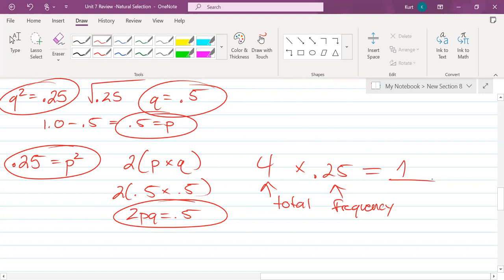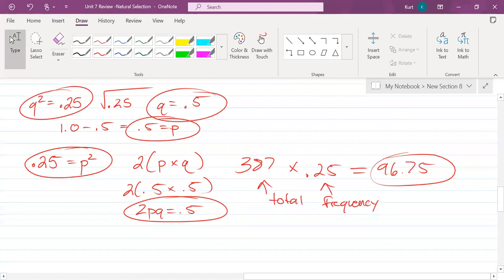If we had, guys, 387, I don't know, just making up a number. We had 387 humans in this room. 25% of them were homozygous recessive for eyes. I want to know how many is that. Just do the total times the frequency. 387 times 0.25, we would say 96.75 are homozygous recessive. They have blue eyes. Some people really struggle with that. That's why I want to make myself very clear. All right. Hope that helps.